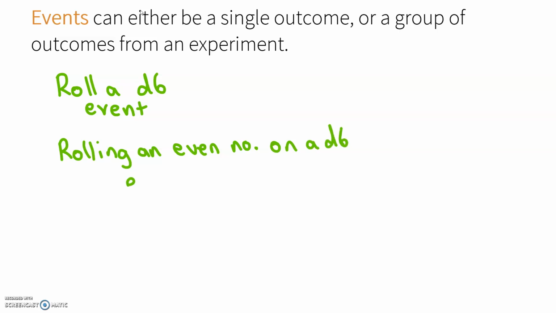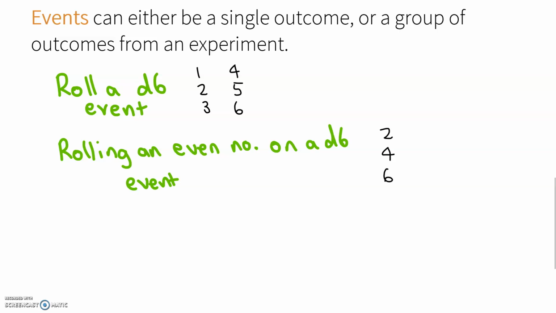This is also an event. And this event only has some outcomes. So this first event had 1, 2, 3, 4, 5, 6. And this event is only the even numbers, so it'd only be 2, 4, and 6. So these are two different events.